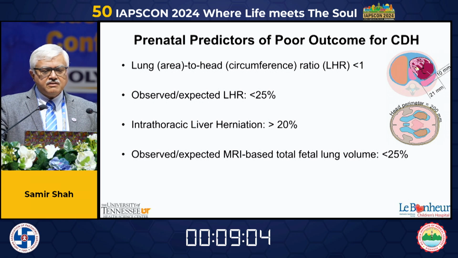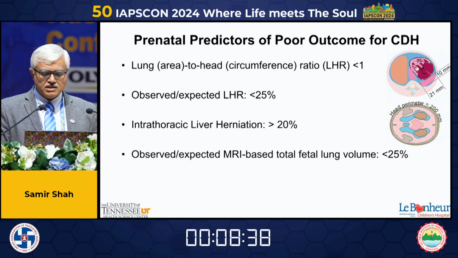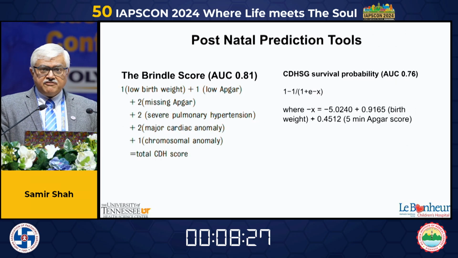So these are the prenatal predictors of poor outcome of congenital diaphragmatic hernia. For the trainees in this group, on my right-hand side, you can see how the LHR is to be measured, and that's your lung to head circumference ratio if it is less than 1. Similarly, an observed to expected LHR, intrathoracic liver herniation, and an observed to expected MRI-based fetal lung volume of less than 25% are all predictors of poor outcome for CDH, which does not mean that they are always going to be associated with death.